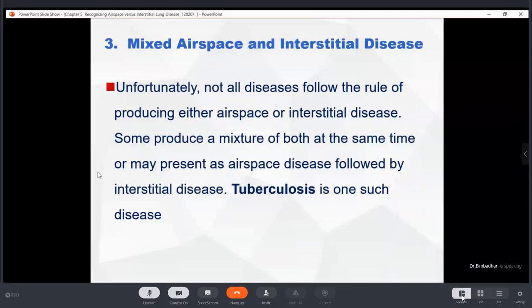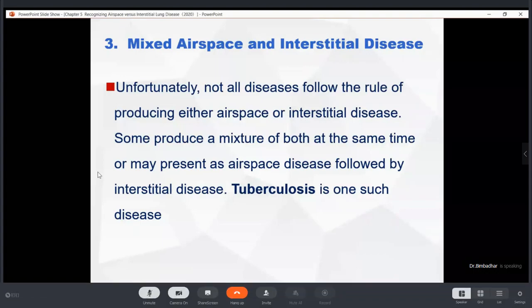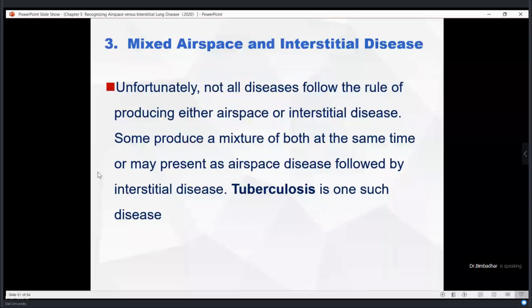By the name itself, we will try to understand one thing: these diseases happen in the air spaces along with the interstitium, which means they involve both the alveoli and the lung parenchyma. So these diseases are technically a little difficult to diagnose, because they show radiographic features that mix airspace and interstitial lung disease.